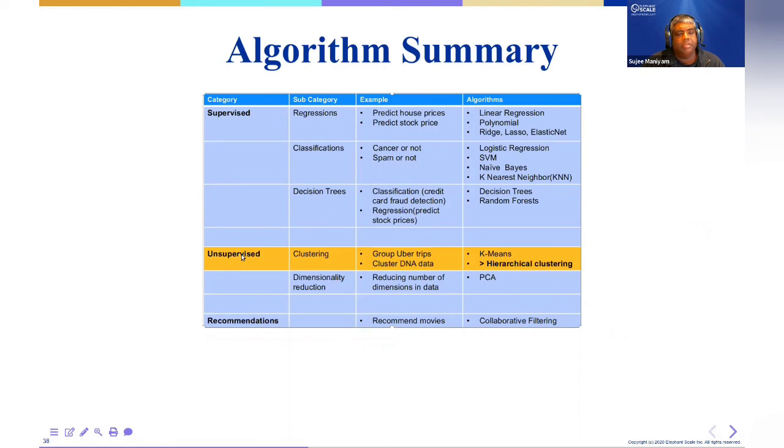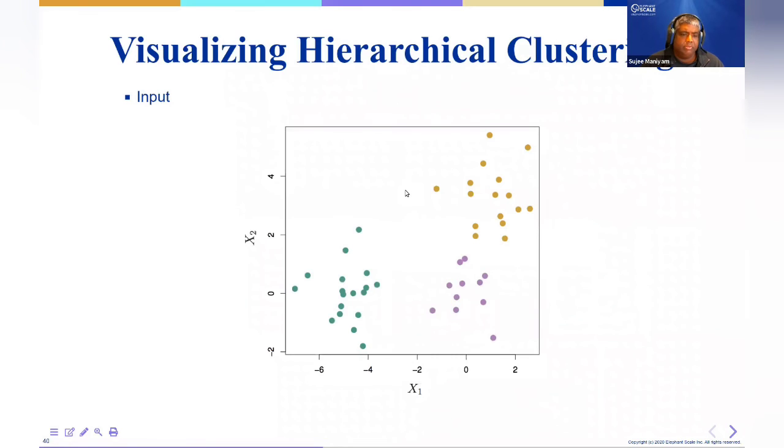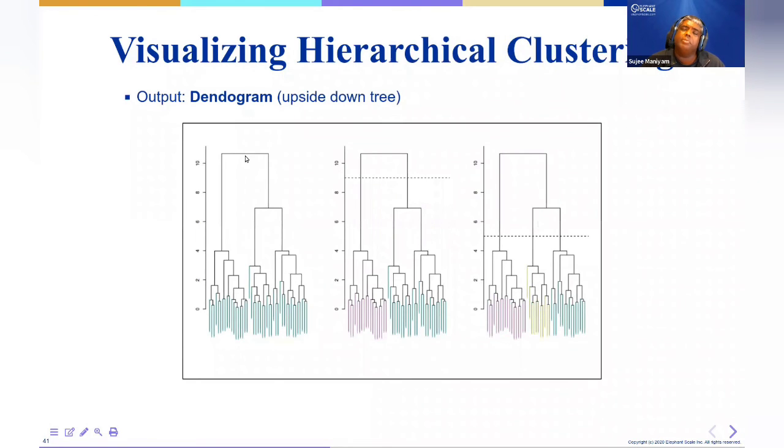Remember, we looked at k-means, an unsupervised clustering algorithm. The other one is called hierarchical clustering. Let me show you how it works. It creates an upside down tree, and these are called dendrograms. Basically it keeps dividing the data until you get individual leaves. Then, just like a tree, we can prune this dendrogram at any level.